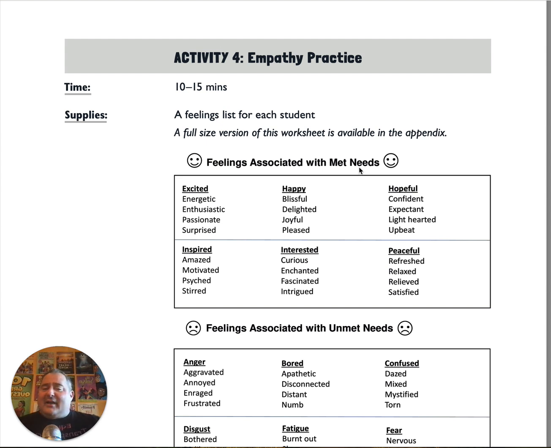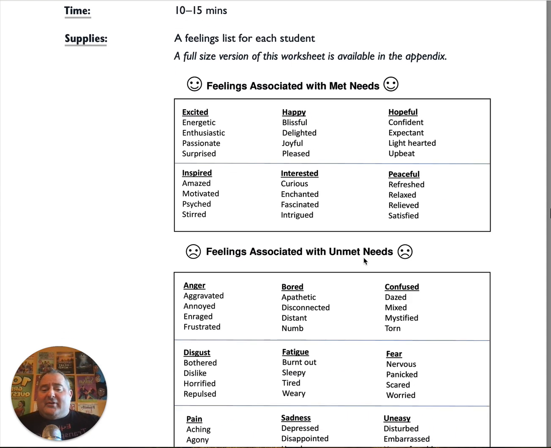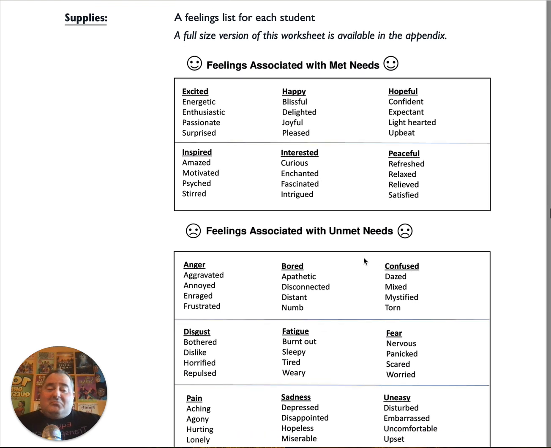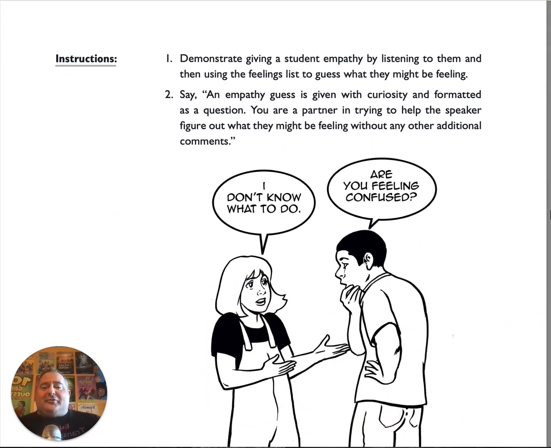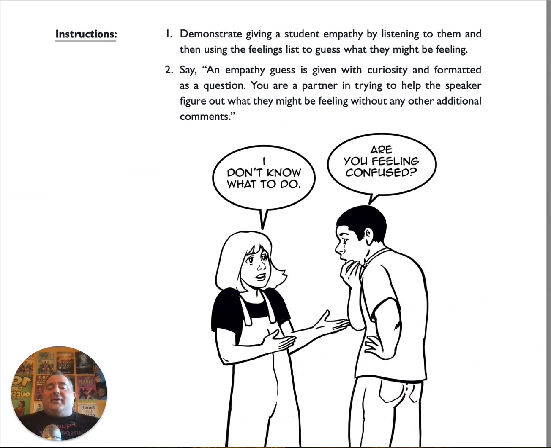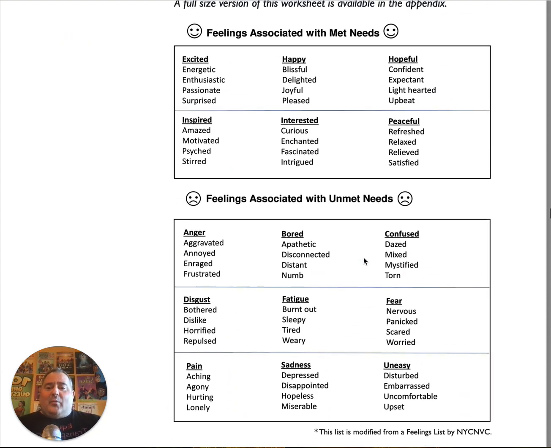A little complicated. I say skip it. Just go straight to these are the feelings that are often positive. These are the ones that are negative. If they remember from a different unit that you've done this work before, you can use it, but I often just say, here's a list of feelings. Okay, instructions. Demonstrate giving a student empathy by listening to them, and then use the feelings list to guess what they might be feeling. So, for example, I'll have somebody come up and say, what's going on with your day?